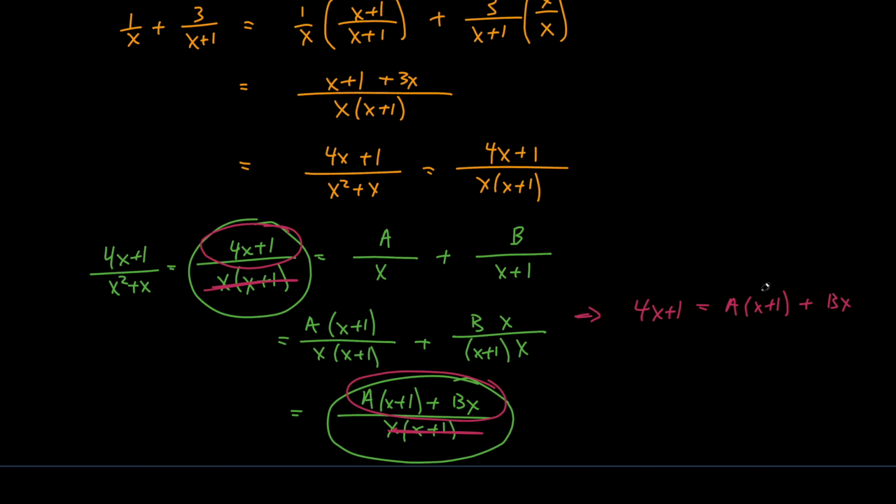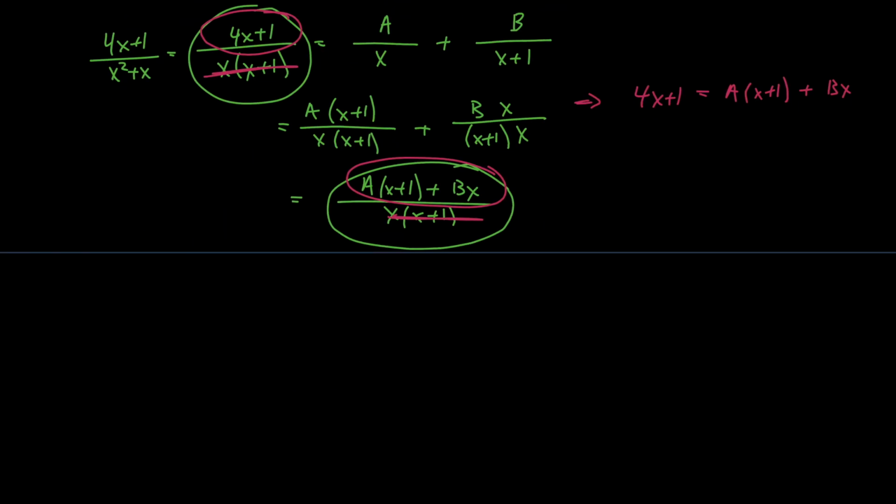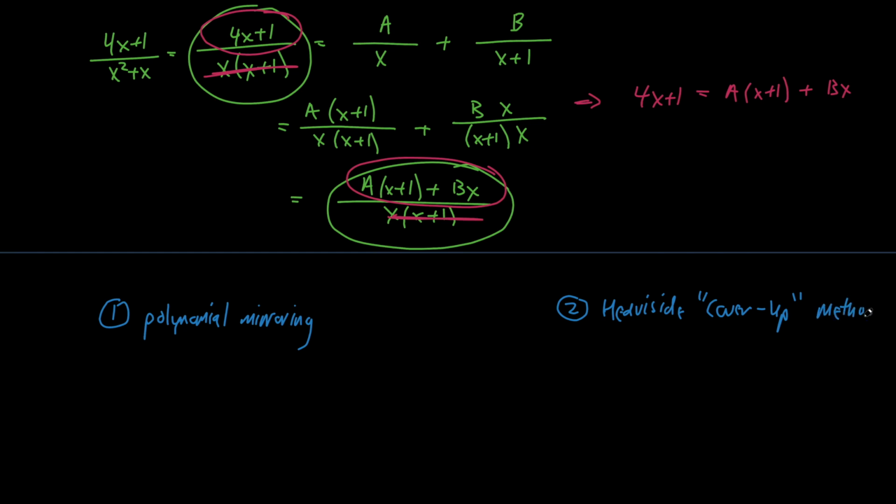So how am I going to do that? Well, we have two different ways that we're going to approach this. One is a way that we refer to, or at least I refer to, as the polynomial mirroring method. And then we have another method that we're going to use, which is called the Heaviside cover-up method. Okay, so these are two methods that we're going to use in order to find these coefficients, a or b and so on.